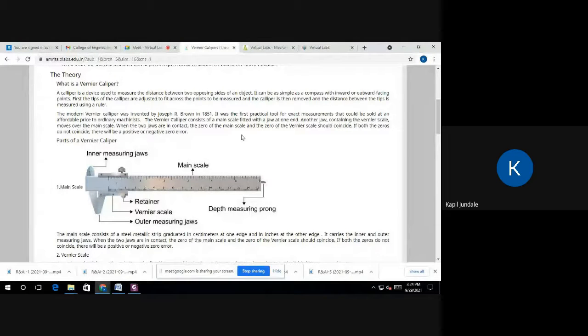The zero of the main scale and zero of the vernier scale should coincide. If both zeros do not coincide, there will be a positive or negative error, zero error. Means if between the jaws there is no object, then this vernier caliper zero must be matched with this main scale zero.